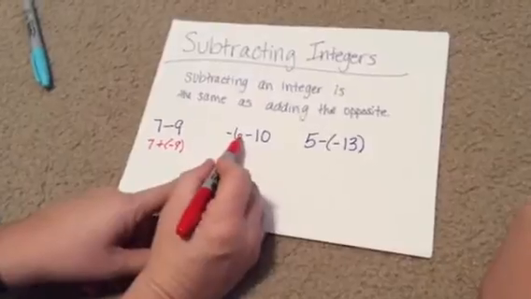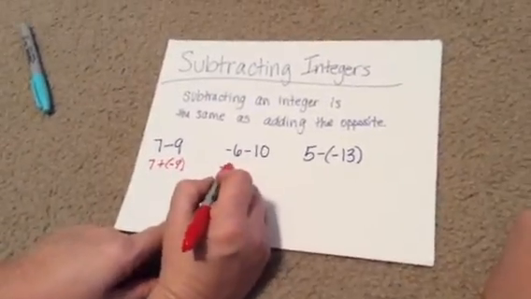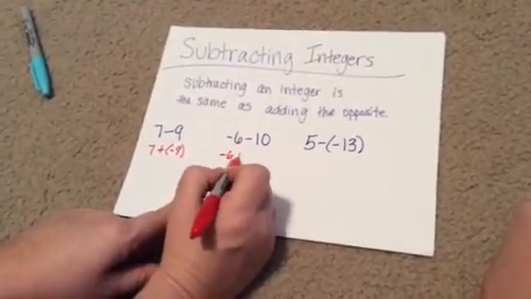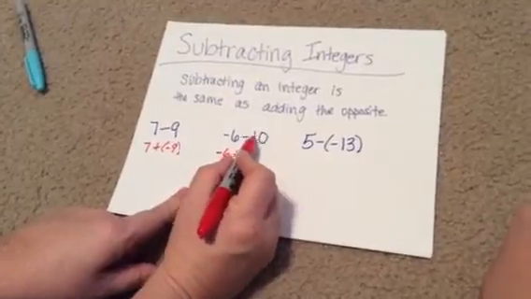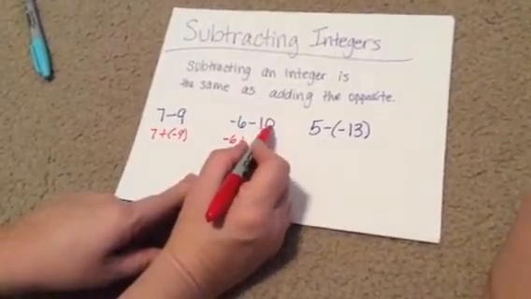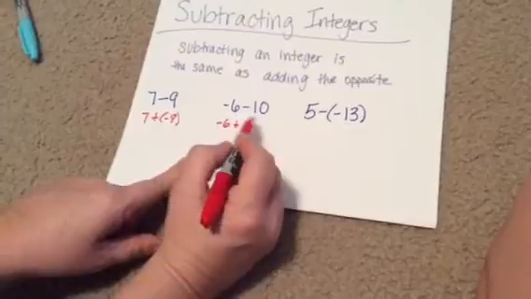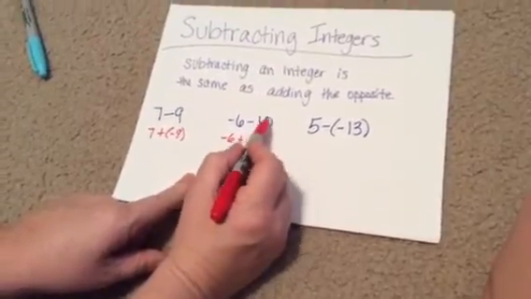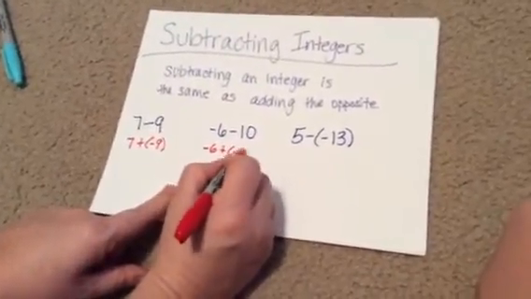Okay, right here, negative 6 minus 10, that is negative 6. Change the subtraction to addition. This is a positive 10. If it was negative 6 minus negative 10, it would be two negatives here. One would have parentheses, right? So the opposite of 10 would be negative 10.